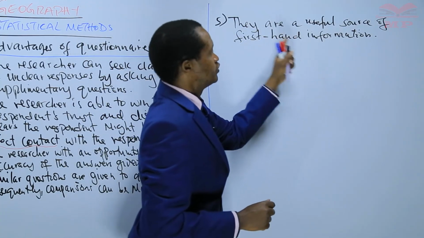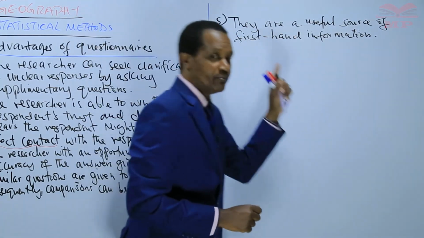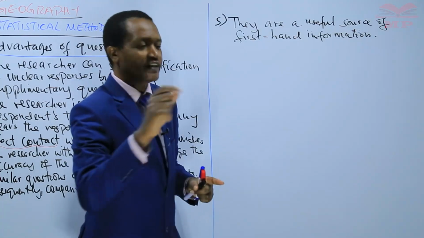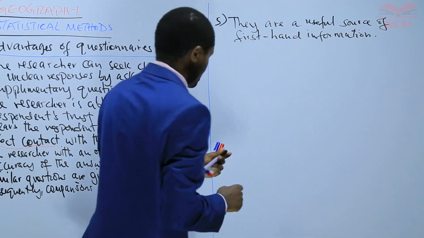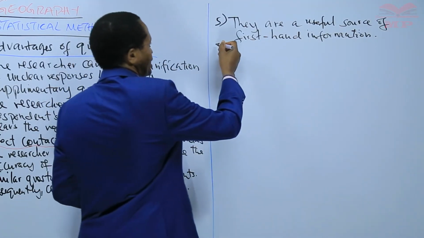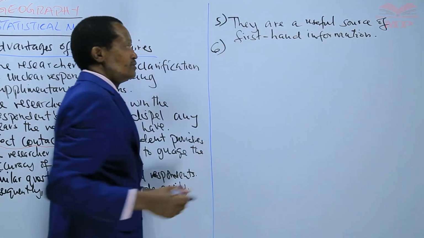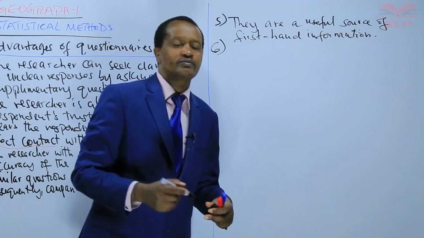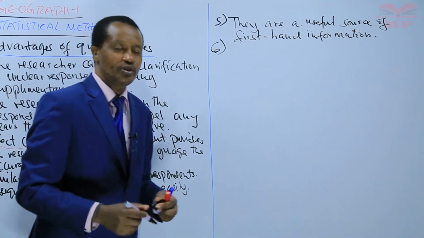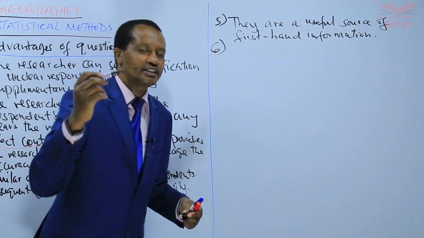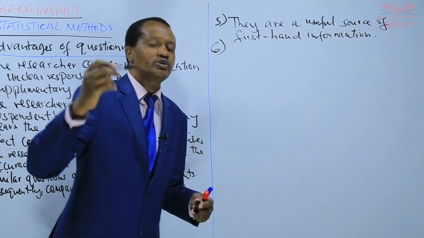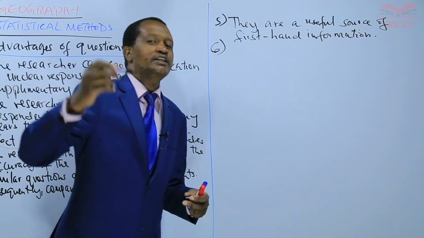Questionnaires are a useful source of first-hand information. That is an advantage of using questionnaires to collect data. Number 6. What are we studying? We are studying the advantages of using questionnaires to do what? To collect data.